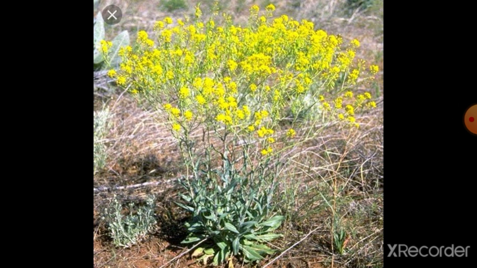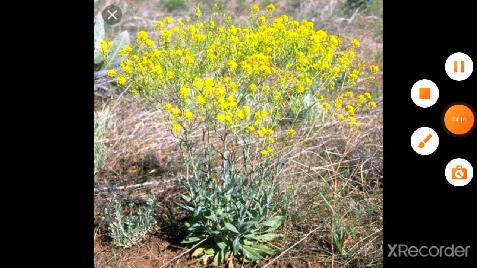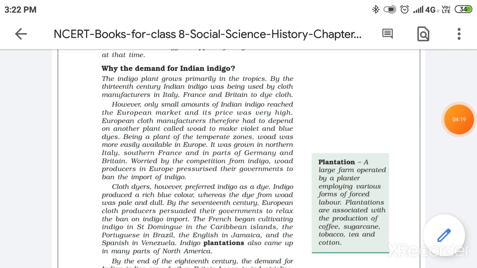Also, this plant used to make blue and violet dyes. Dyes means colors, stain colors. So this was about woad. Now, who were the main suppliers of woad in Europe? Northern Italy, Southern France, Germany, and Britain. Four countries: Northern Italy, Southern France, Germany, and Britain.